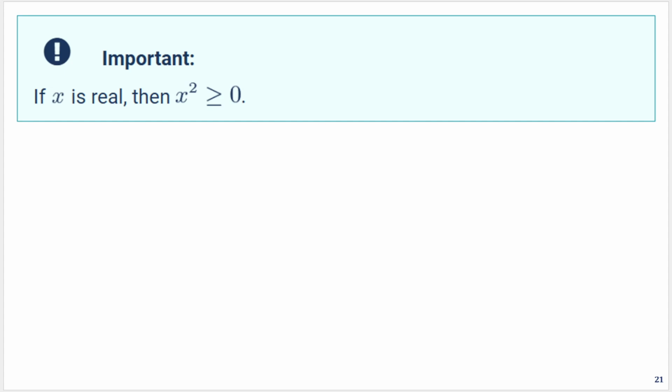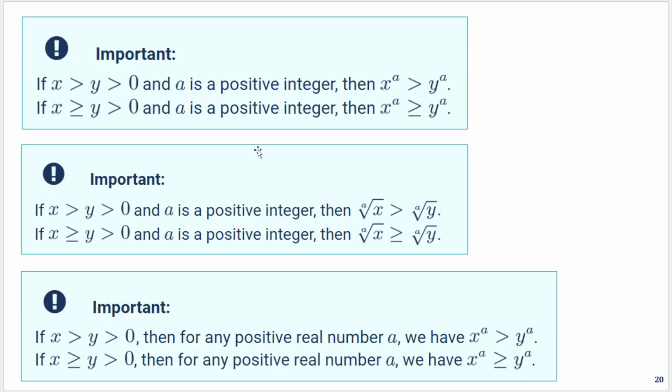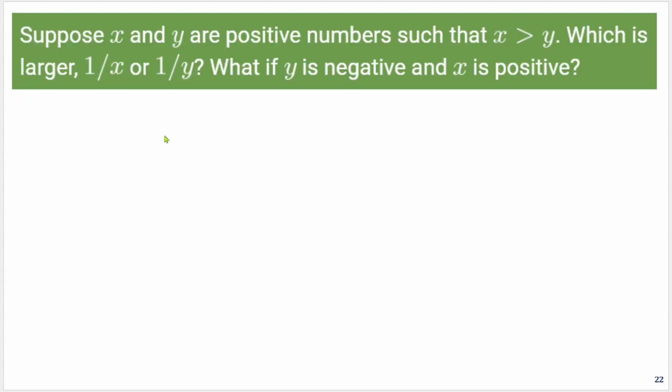Okay, so far we have covered addition, subtraction, multiplication, and division, right? We have also covered the cases of exponents. Now let's consider the reciprocals. So let's consider this question here.